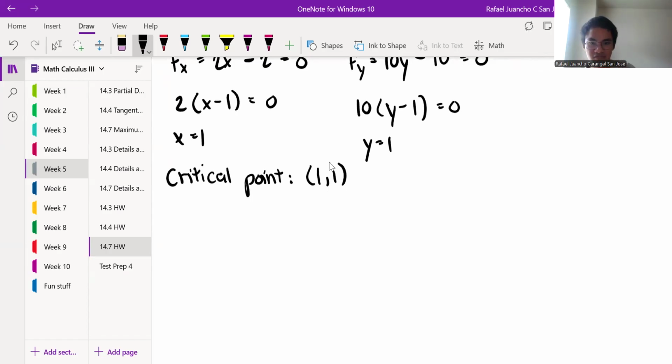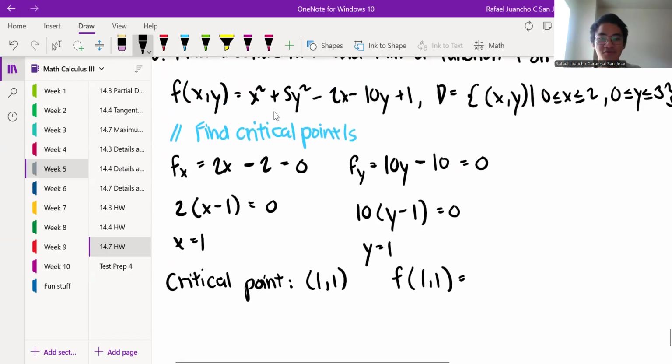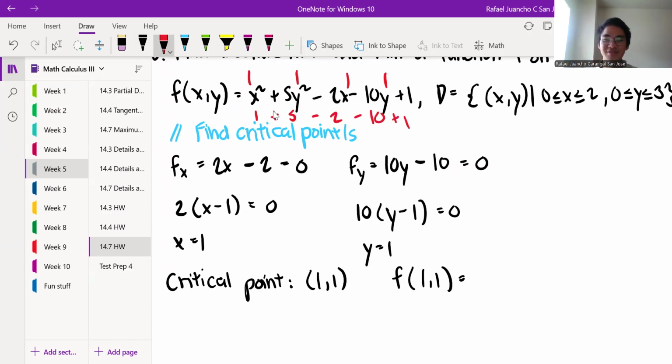And so after we solve this critical point, let's immediately get its value. Here we plug in the ones, 1, 1. We get 1 plus 5 minus 2 minus 10 plus 1. That's 6 minus 2 minus 10 plus 1, which is -5. This looks like a minimum, but we'll find out sooner or later.